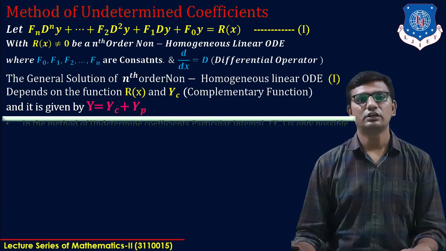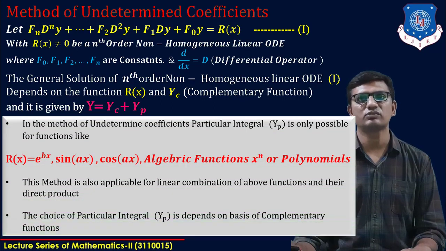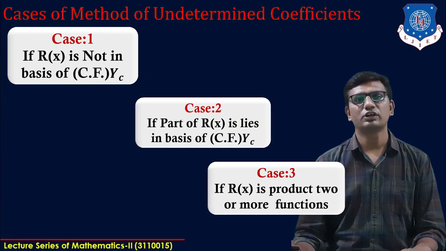In the method of undetermined coefficients, we can apply this method for some special functions like exponential, trigonometric sine and cos, and algebraic functions, which are special types of polynomials. This method is also applicable for linear combinations of these functions, and also for products of these functions. Here, the choice of Yp depends on the complementary function. Last time we saw the first case of the method of undetermined coefficients.